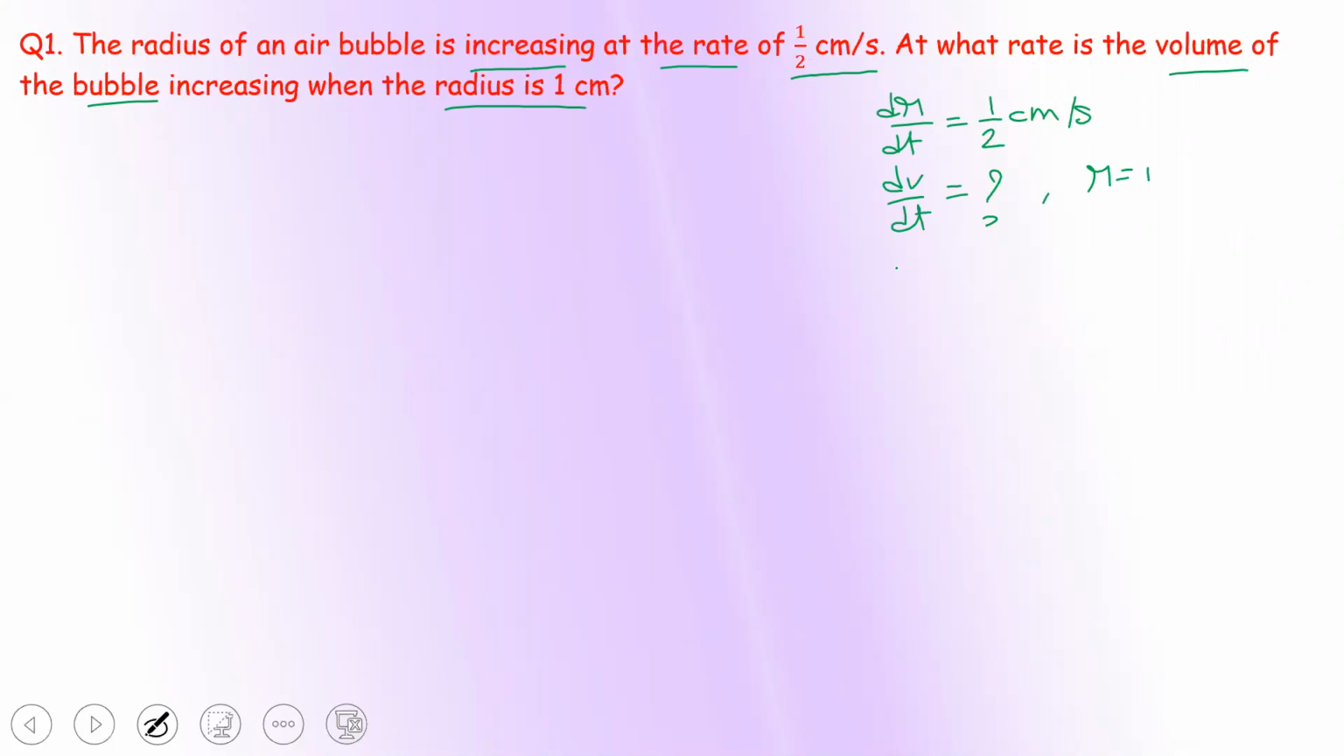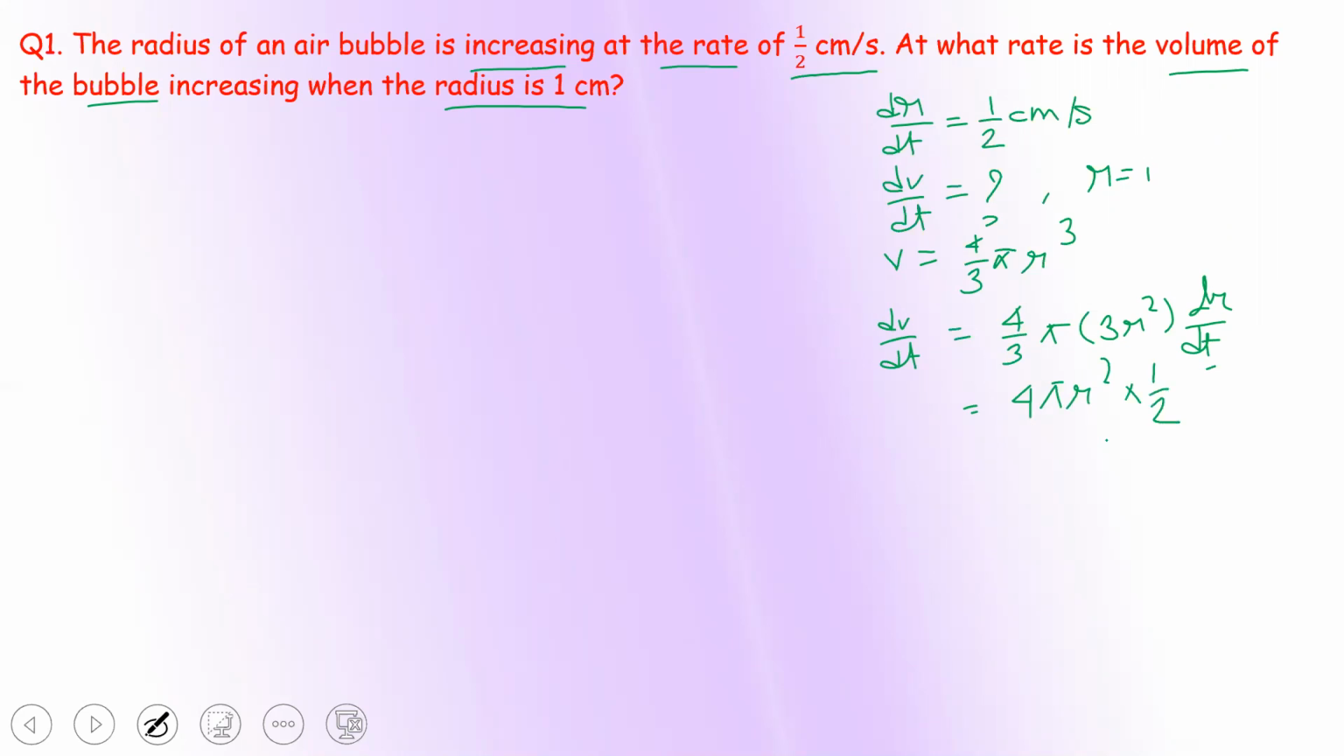So for a sphere, what is the volume? 4/3 pi r cube. So differentiate this both sides with respect to t. So dV/dt is 4/3 pi into 3r square into dr/dt. Now you have the value of dr/dt, so that will come 4 pi r square into half. 2 and 4 again cancel. That means 2 pi r square.